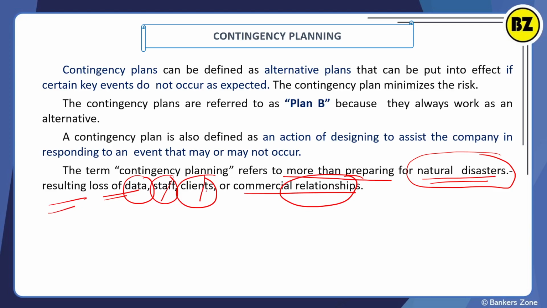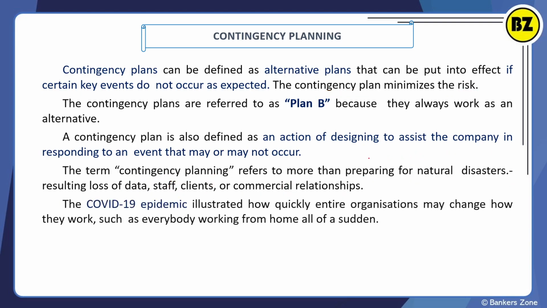These are the losses. So if you have a backup plan, a contingency plan, that will minimize the risk. For example, the COVID-19 pandemic illustrated how quickly entire organizations may change how they work, such as everybody working from home. Nobody was aware whether COVID-19 would happen or not, right? So now onwards every institution is ready to fight such a pandemic, such an epidemic, because we learned a lot of lessons in COVID.